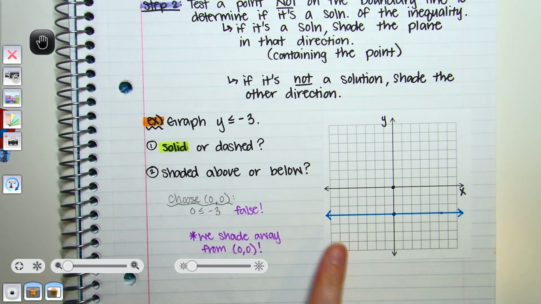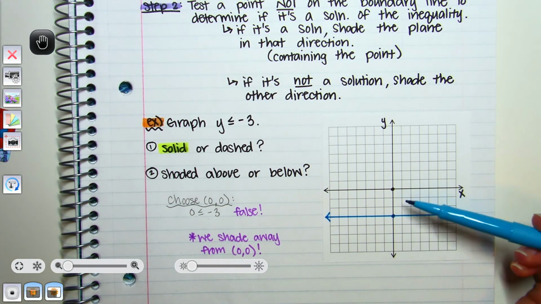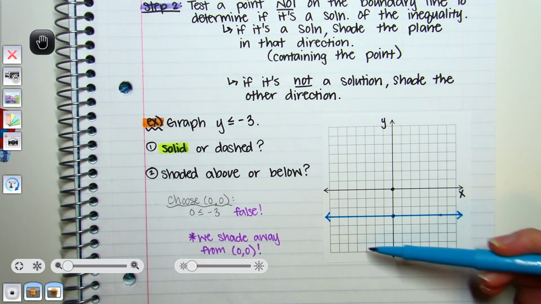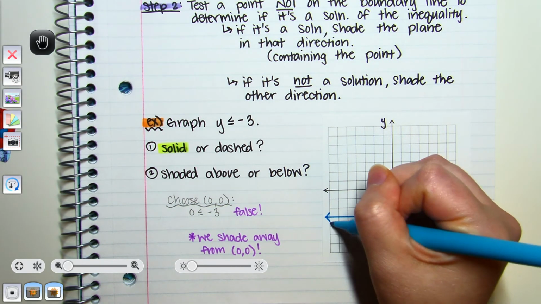Or in other words, below the line. We shade away from this point. So we're not going to shade on the side of the line that includes this point. We're going to shade down here.